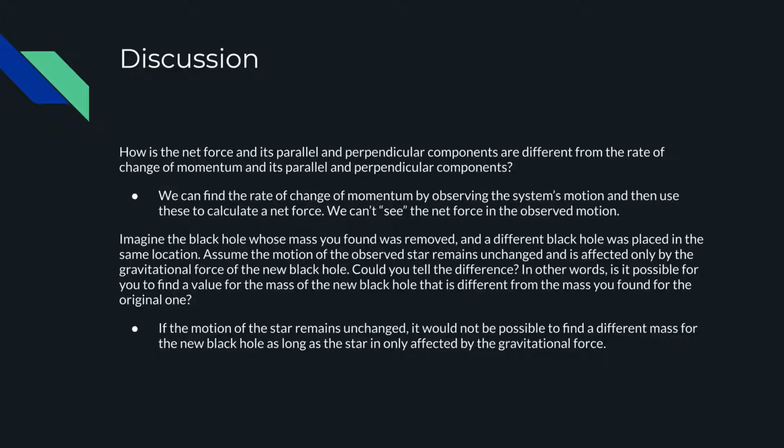And for our second question, it says to imagine a black hole whose mass you found was removed and a different black hole was placed in the same location. Assume the motion of the observed star remains unchanged and is affected only by the gravitational force of the new black hole. Could you tell the difference? In other words, is it possible for you to find a value for the mass of the new black hole that is different from the mass you found for the original one? And the answer to this question is no, you would not be able to find a different mass for the new black hole if the motion of the star remains unchanged.